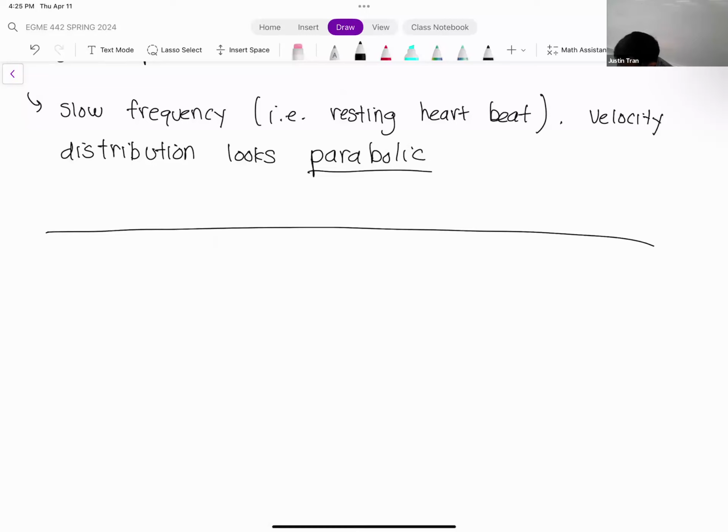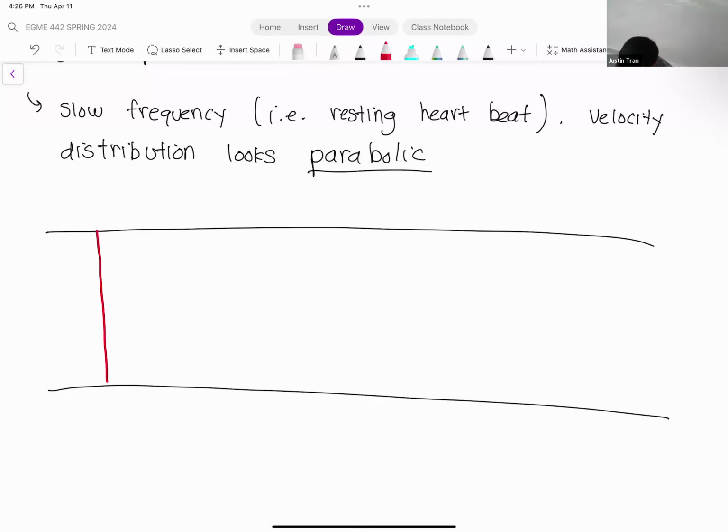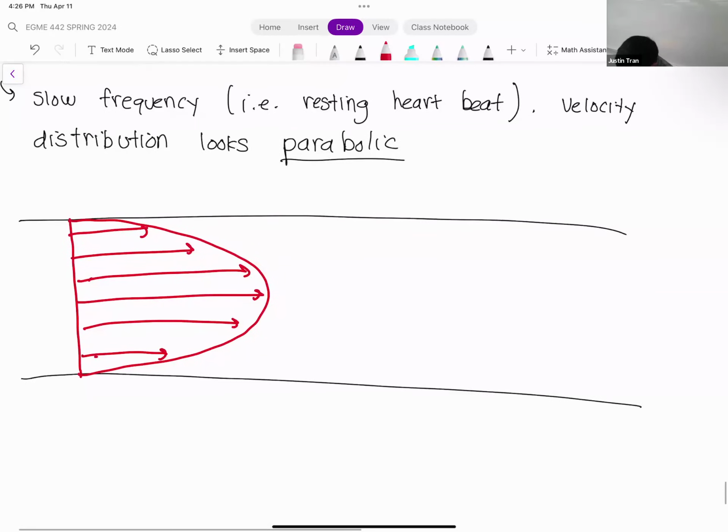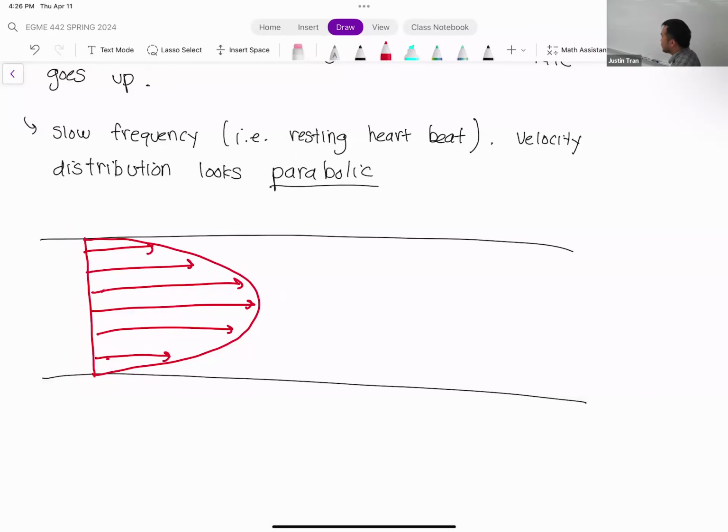So let me go ahead and draw a couple of examples. Granted, the exact shape and size of the parabola are going to change throughout the cardiac cycle, but it basically maintains this parabolic form. Remember, our parabolic velocity distribution looks something like this, okay? Now, the exact size of this parabola may change. And so you may come up to another part of the cardiovascular cycle where the parabola is a lot smaller, okay?